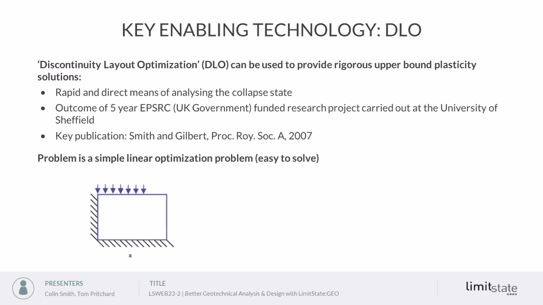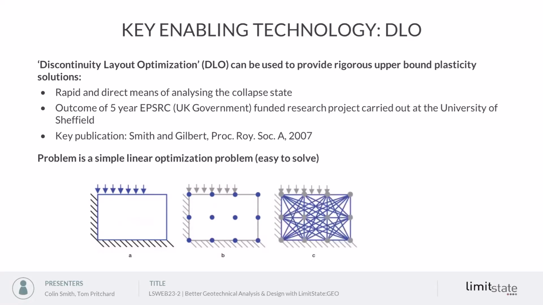So this is a very brief overview of how the method works. We start off with a domain here as a rectangular block of soil. We've got a load on the top and supports to the left and to the base. We then populate the domain with a set of nodes. It's not a finite element method. Here we've got a 4x3 array, that's 12 nodes. And we connect every node to every other node with a potential slip line.